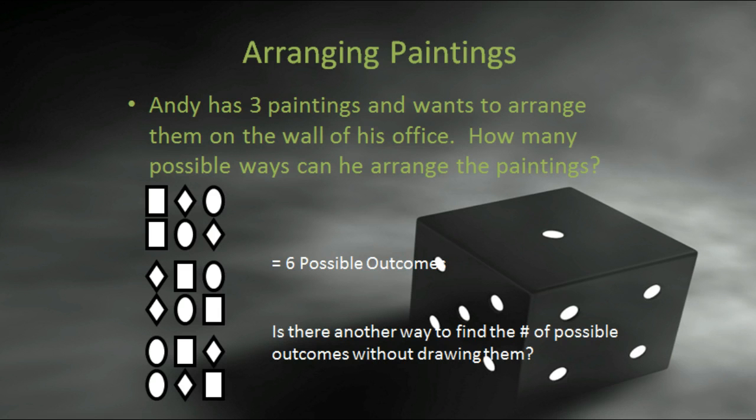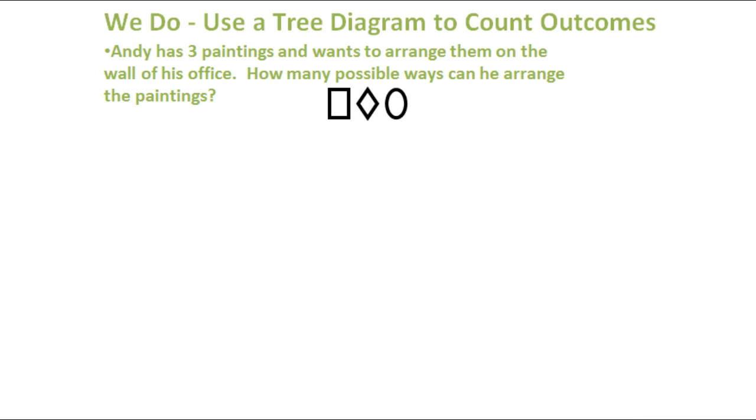And so we're going to go through one thing right now called a tree diagram. If we use a tree diagram to determine our different outcomes, this is very useful later on when we get to probability. If we have a tree diagram, what we need to think about here are 3 different shapes that we can use. And the first position can be any one of those, a rectangle, a diamond, or an oval. Let's just choose one and start with that.